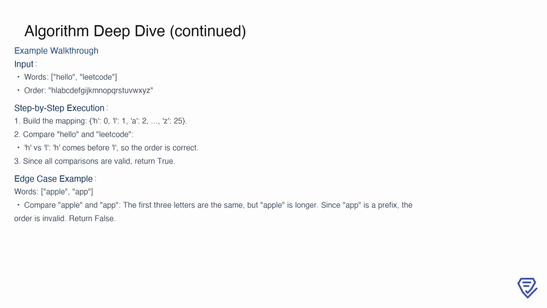Next, we compare the first pair of words, hello and LeetCode. Comparing letter by letter, H is checked against L. According to the mapping, H comes before L, so this pair is in the correct order. Since there are no more words to compare, we return true, indicating the list is sorted.